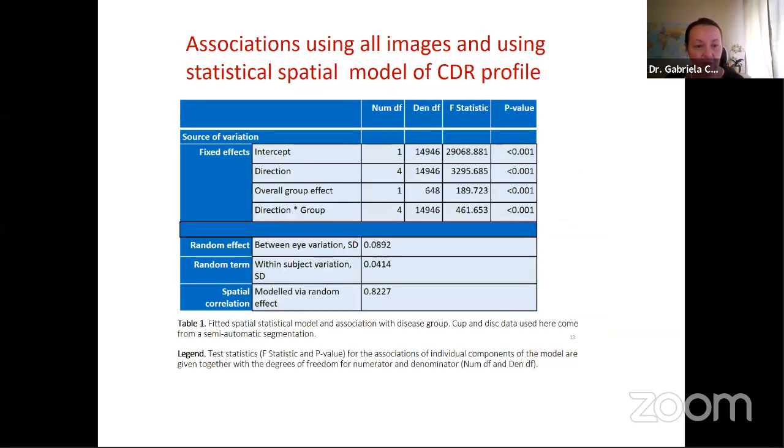So this is just a classical statistical table, which shows that there is a significant association between the group, which is the having or not having glaucoma, and the appearance of the cup to disc ratio profile of 24 numbers, so that's significant. But the significance is only a necessary condition of whether we can discriminate, but it may not be a sufficient condition. It's only necessary.